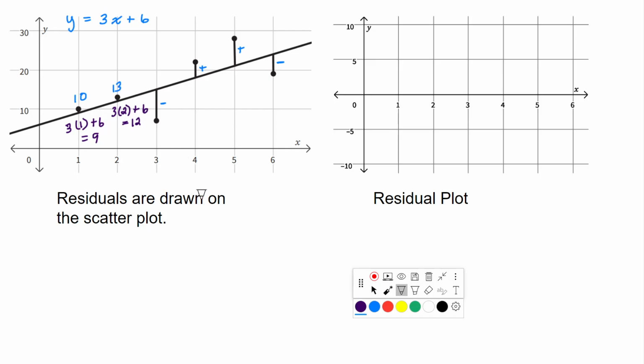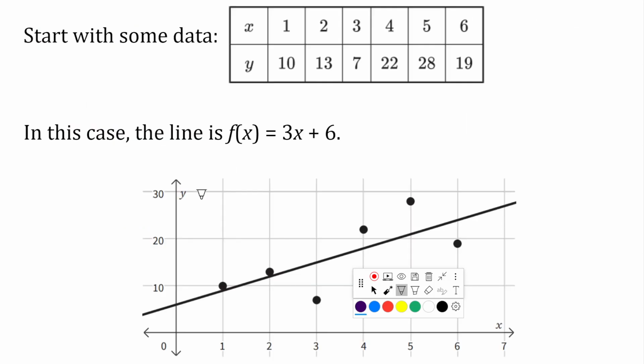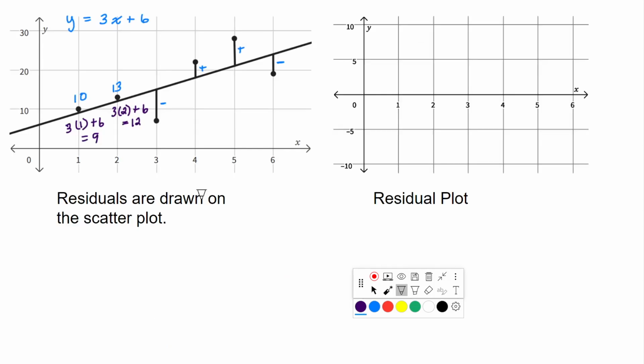I need to go back and check my table to find my other actual values. 7, 22, 28, 19. So that's 7, 22, 28, 19.